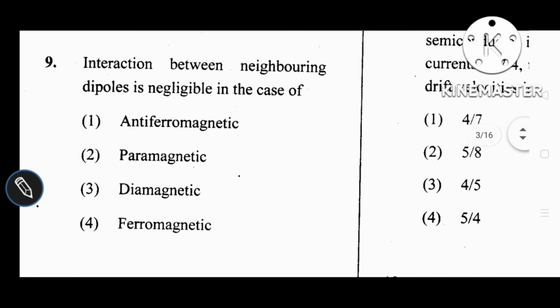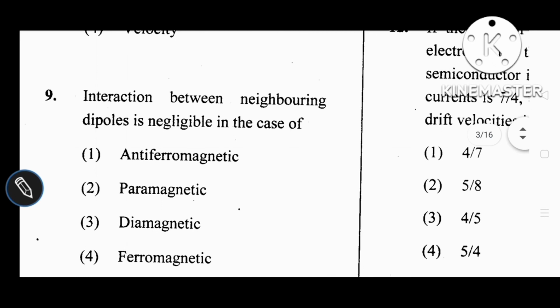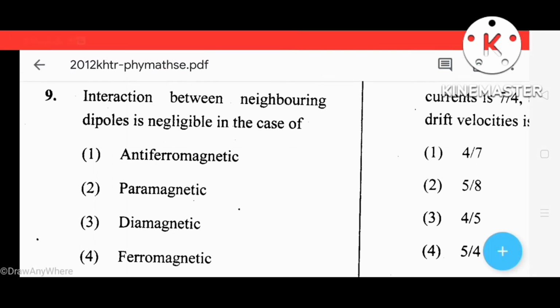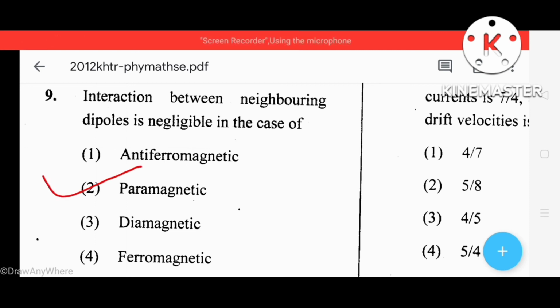Well, the ninth one, interaction between neighboring dipoles is negligible in case of antiferromagnetic, paramagnetic, diamagnetic and ferromagnetic materials. The correct option here is the paramagnetic materials, we can say.